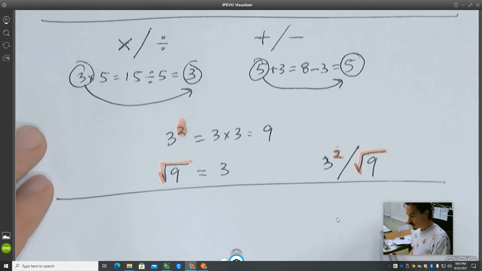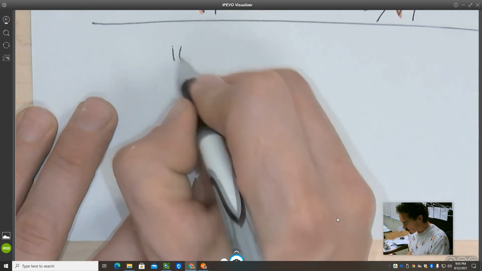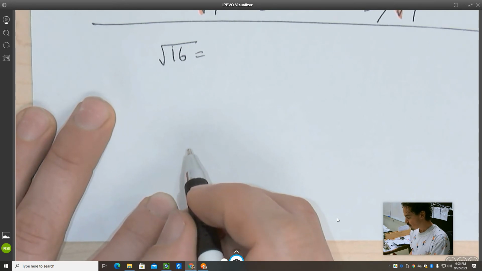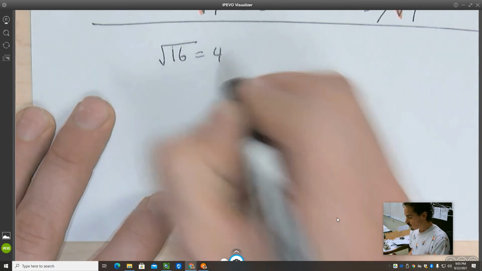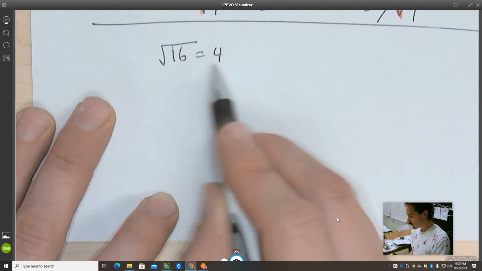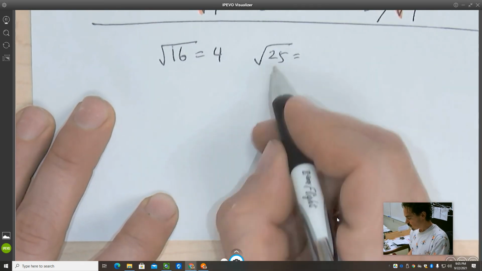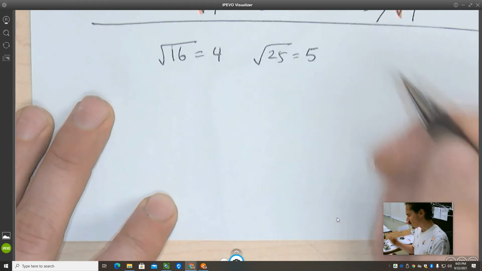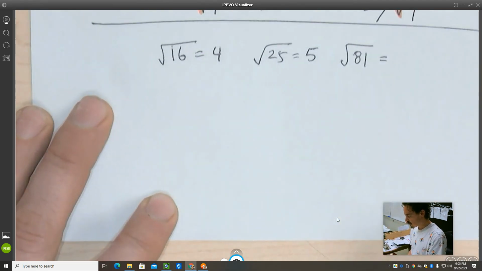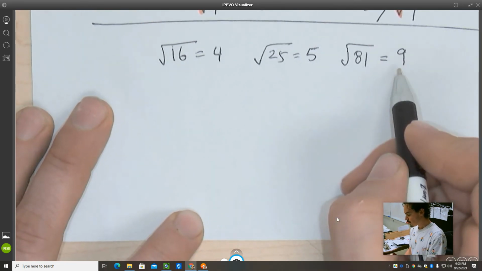Okay, let me give you a couple of quick examples, just to show you what it looks like. So if I had square root of 16, what two numbers multiply together to get 16? If you look on the multiplication chart, you'll notice that 4 times 4 equals 16. So we just write 4. We don't write 4 times 4, we just write 4. Square root of 25, what two numbers multiply together to get 25? It's 5. Give you one more. What two numbers multiply together to get 81? That would be 9. So the square root of 81 would be 9.